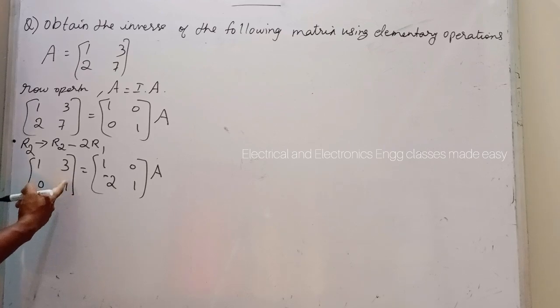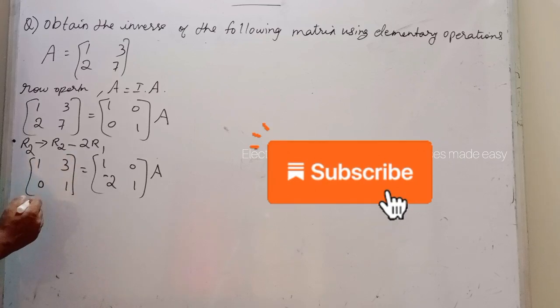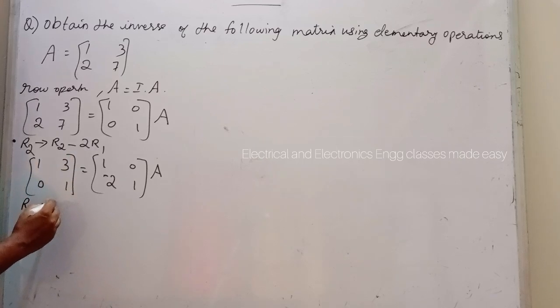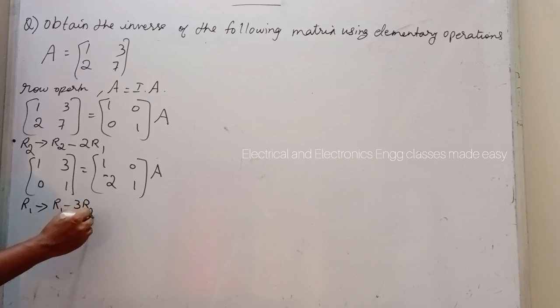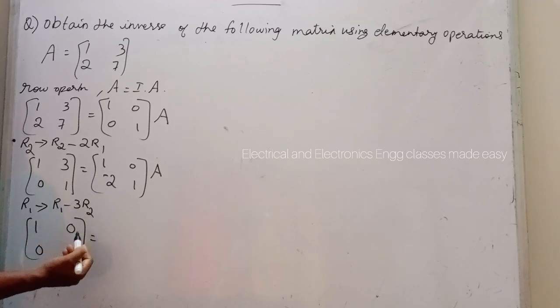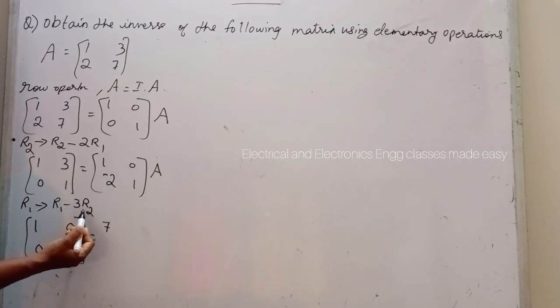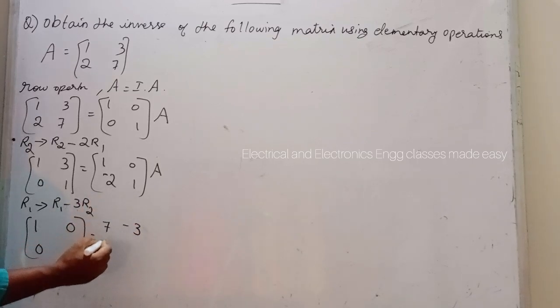Next we have to make the second element in the second row 1. So here it is 1. Now we have to make the element which is above and below this 1 zero. So here we have to make this element 0, that is R1. So R1 implies R1 minus 3 times R2. So here we will get 1, 0, then 0, 1 equal to, here we will get 1 minus 3 into minus 2. So 1 plus 6, so it is 7. Then here we will get 0 minus 3 into R2. So 0 minus 3, that is minus 3, then minus 2, 1.